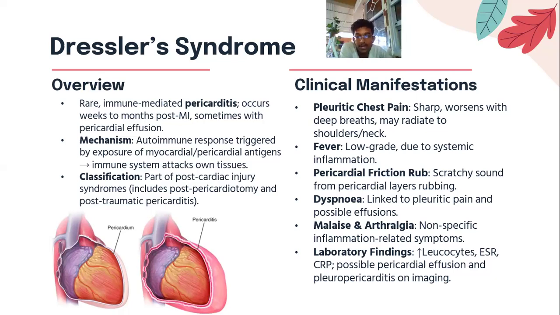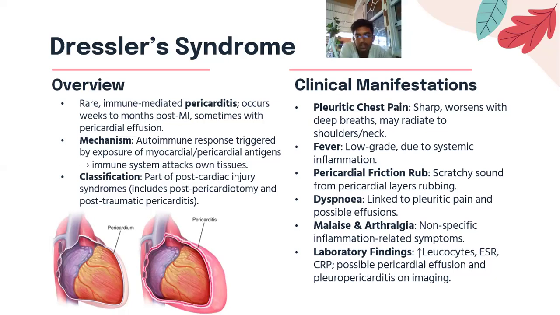The immune system identifies these exposed antigens as foreign and mounts a response, producing autoantibodies, you call them anti-myocardial antibodies, that subsequently attack myocardial and pericardial tissues. This immune activation is believed to be responsible for the inflammatory syndrome characteristic of Dressler syndrome. The syndrome is a part of a larger group of post-cardiac injury syndromes, which also includes post-pericardiotomy syndrome, that's after cardiac surgery, or post-traumatic pericarditis, that's from blunt or penetrating trauma.